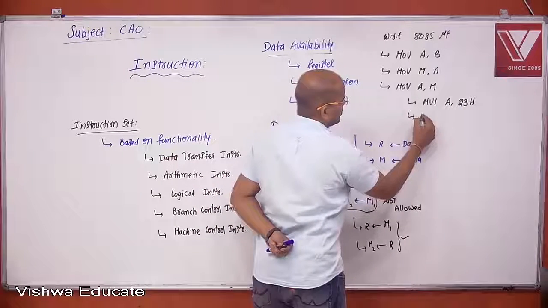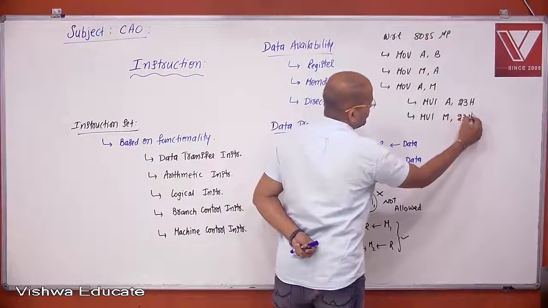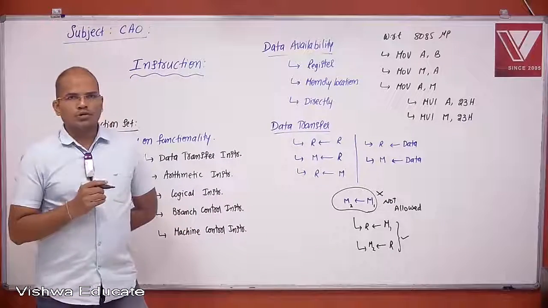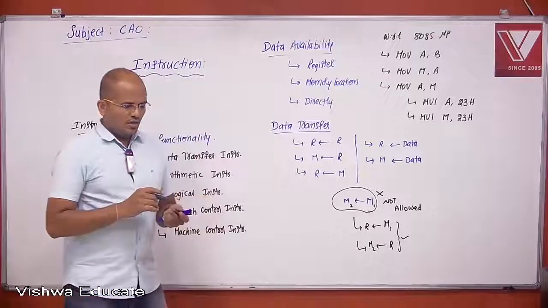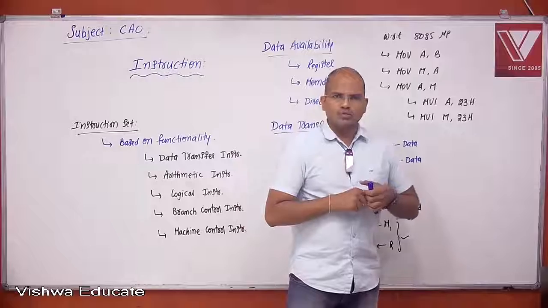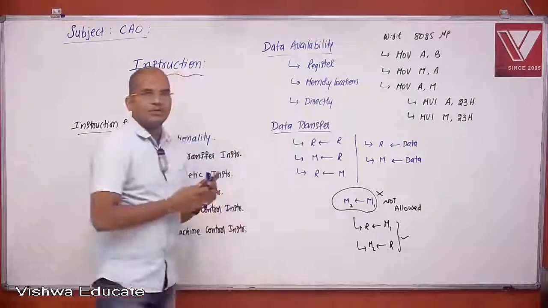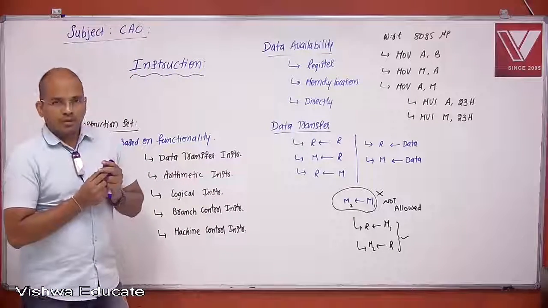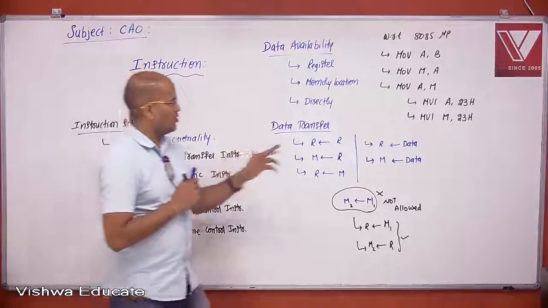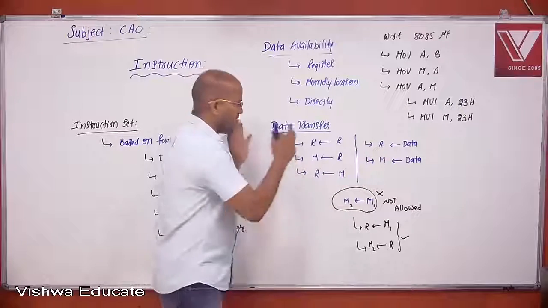I can say MVI M, 23H. MVI A, 23H, MVI M, 23H. Different formats are there. And not only this, you can even directly store, you can load. So this is the basic aspect of data availability in a processor and the various transfer schemes found: R to R, R to M, M to R, data to R, data to M.